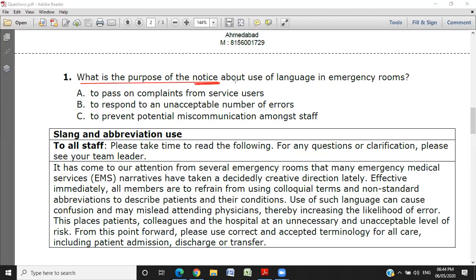So this is a notice about use of language in emergency rooms. What is the purpose? You have to find out why this notice is being sent. It is about use of language in the emergency room. Now read the text with those questions in your mind. Who is it for? Which group of staff? And is it for a specific group of patients or not? And third is, why is it written? Why is it written is the most important thing to find out.